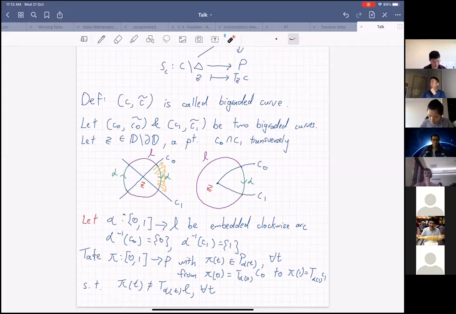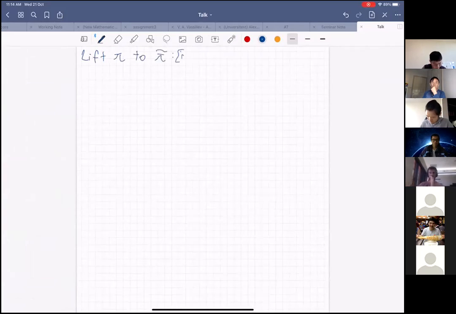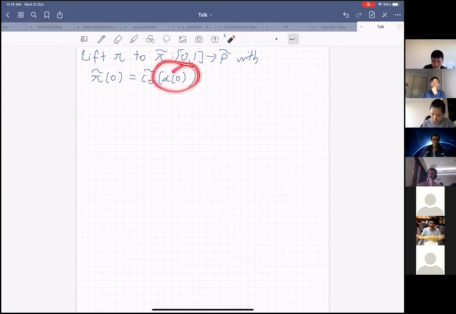Okay, and then what else? So you see, it's still in P, right? So now I want to discuss P tilde. So I have to lift this up to P tilde. So I want to lift pi to my P tilde. So how do I lift it? First I lift the starting point. So C naught, alpha naught. I already parameterized it, so I call it alpha naught.